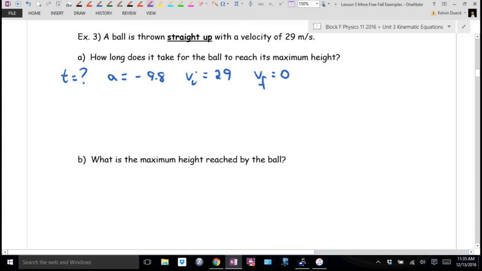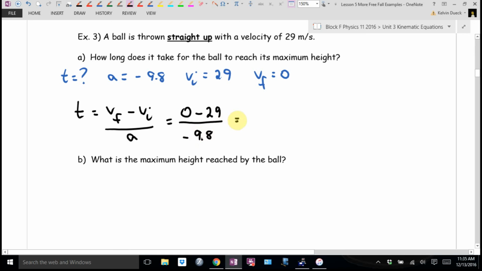I'm looking for an equation that has T, A, VI, and VF in it. There is one. Asia, which one? Stop. Can you get the T by itself? Can you read it to me as T equals something? Nice. Beautiful. Lovely. Nerd. No, that's a compliment from me. It's going to be 0 takeaway 29 divided by negative 9.8.